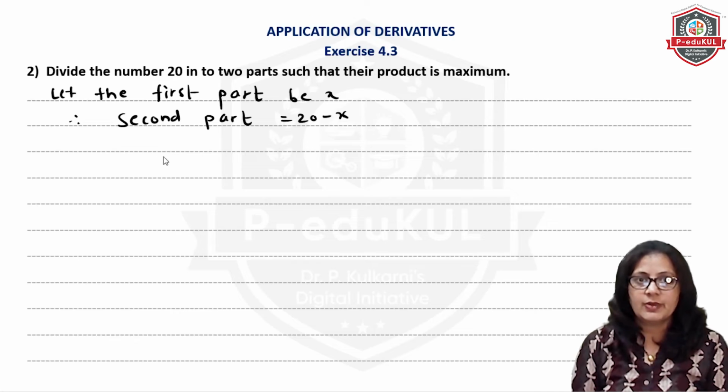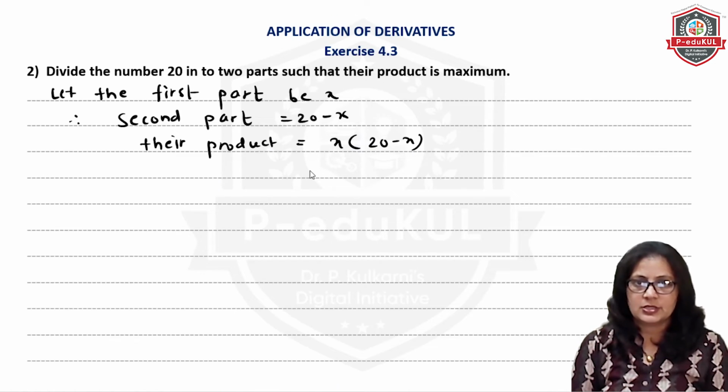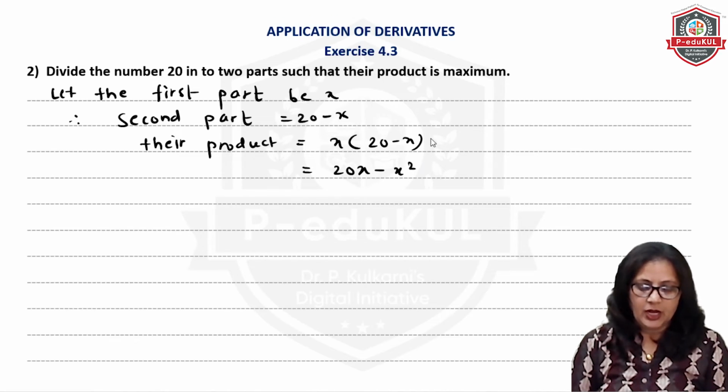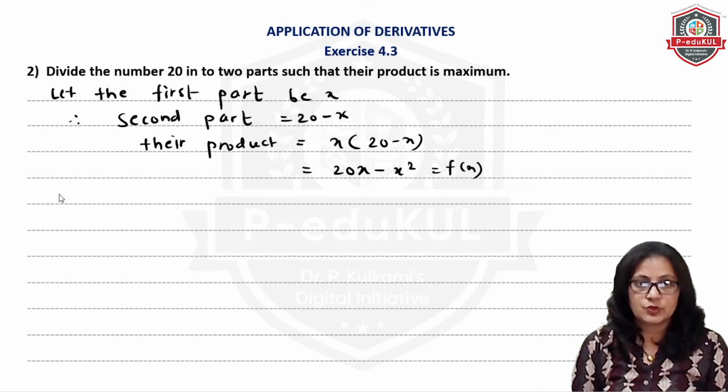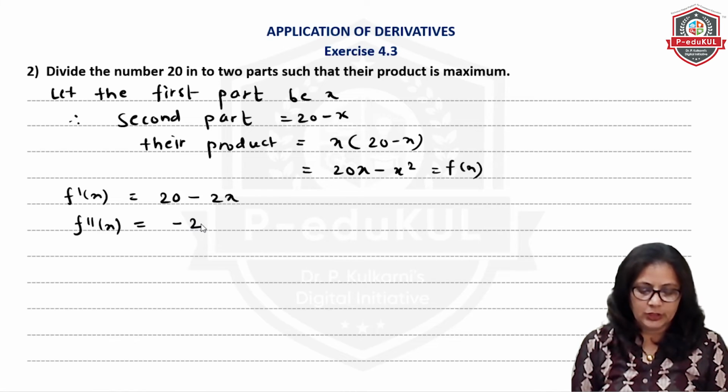Now their product is maximum. So first we will calculate their product. So their product will be x into 20 minus x. So this will be 20x minus x square. And this is my function. Okay. Now this is a maximum problem. So first I'll calculate f dash x. So f dash x will be 20 minus 2x. Correct. And f double dash will be minus 2 only.